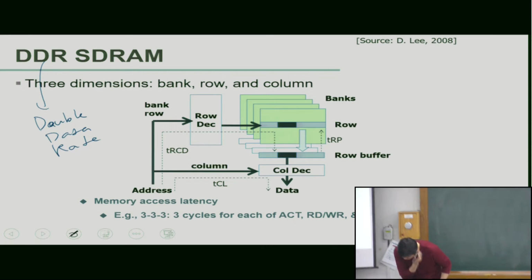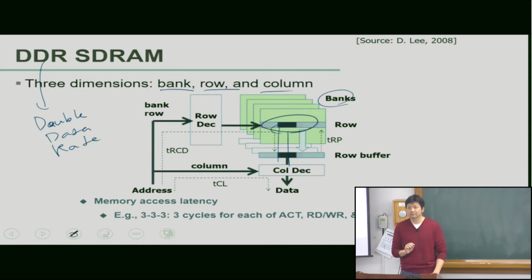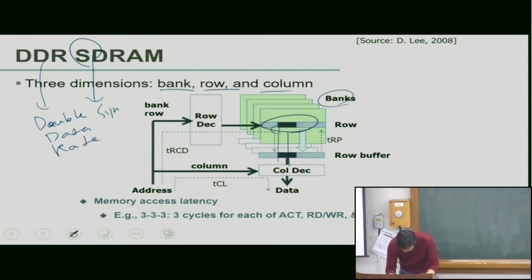So here, this one actually shows three dimensions. We have bank, row, and column. So as I said, we have row here and column here, and we have multiple banks of it. We have multiple two-dimensional arrays, right? So we have more than that in SDRAM, like DDR. SDRAM is synchronous DRAM. This S is for synchronous.